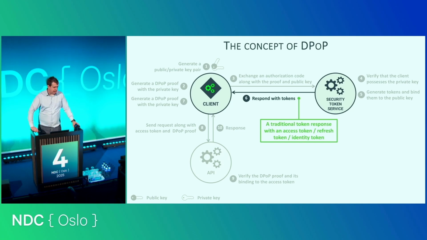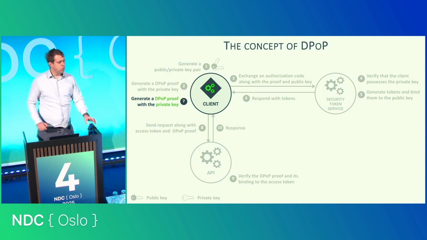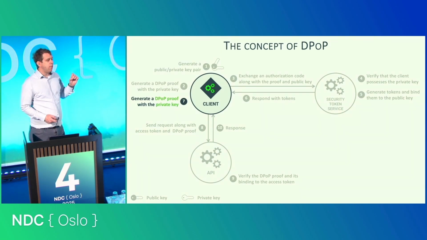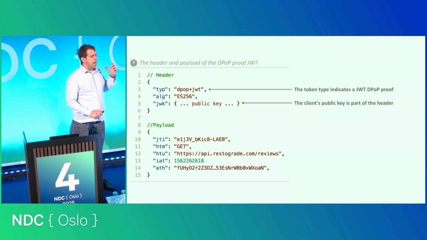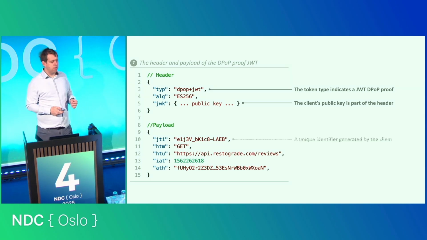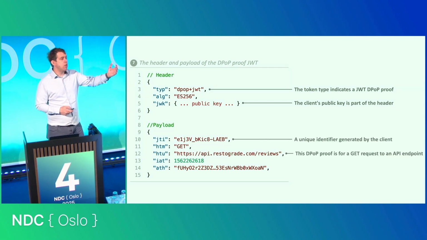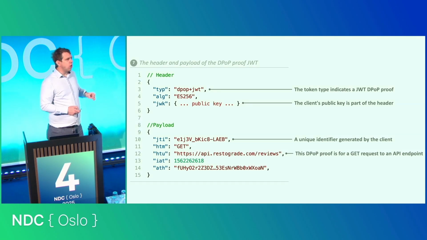If we want to call the API in step 7, we generate a new DPoP proof. And that DPoP proof looks very similar to the one we generated in step 2, but there are a few changes. First of all, the most important change is that the HTTP method and URL in line 11 and 12 are now for the API. So this proof is limited to one specific API endpoint for one specific HTTP method. All right? That's very important. Again, we have a unique identifier to handle replay protection and so on.